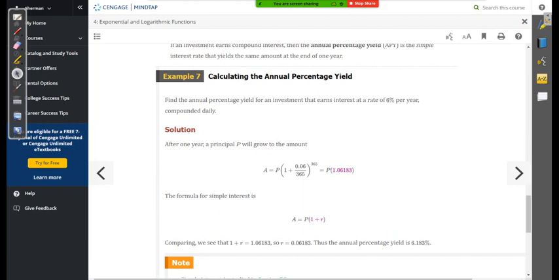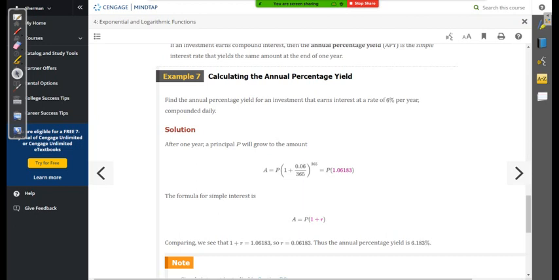Anyways, so example 7. Find the annual percentage yield for an investment that earns interest at a rate of 6% per year, compounded daily. So we'll be using our formula up there, right? After 1 year, a principal P will grow to the amount. We don't have a principal number yet. We just want to know how much that principal would grow at 6% per year. We're looking for the annual percentage yield. If we plug in all this, it would be 1.06183. And again, that's just P times that.